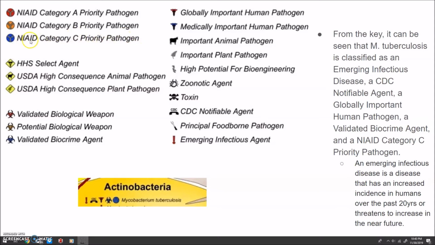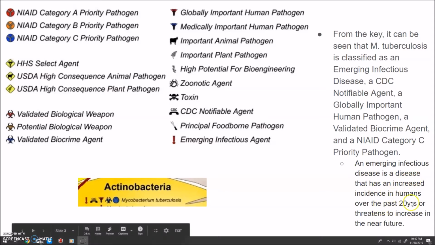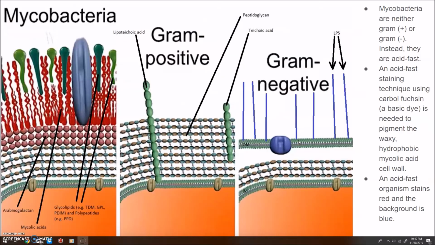NIAID is a categorizing system for emerging infectious diseases. Category C is actually the lowest priority, A is the highest. And just to give you a definition, an emerging infectious disease is a disease that has an increased incidence in humans over the past 20 years or threatens to increase in the near future.